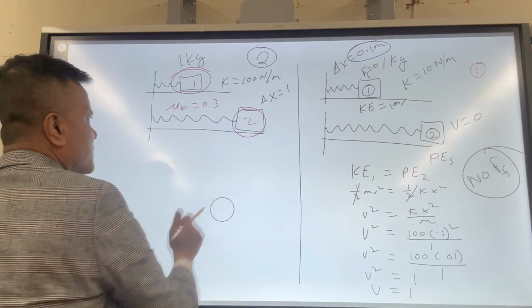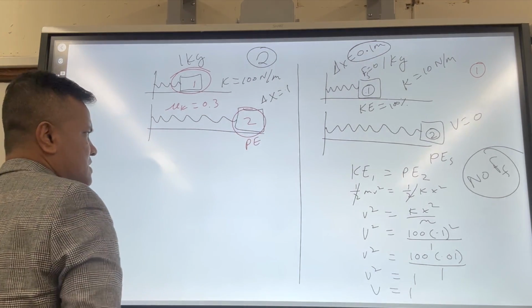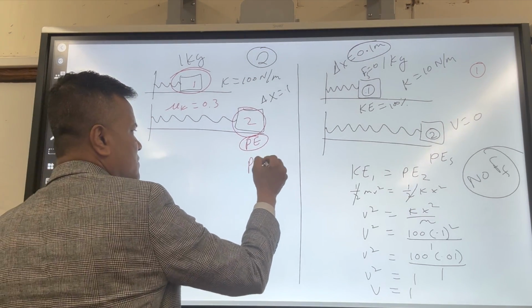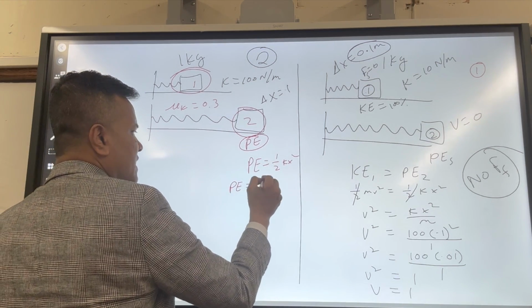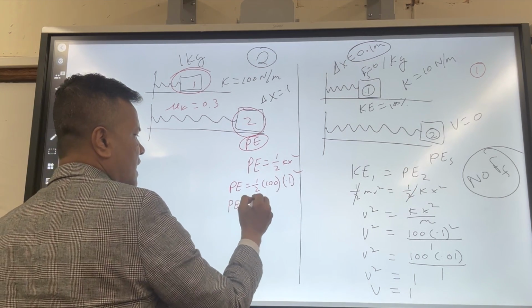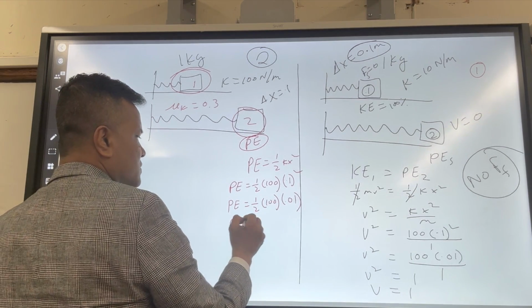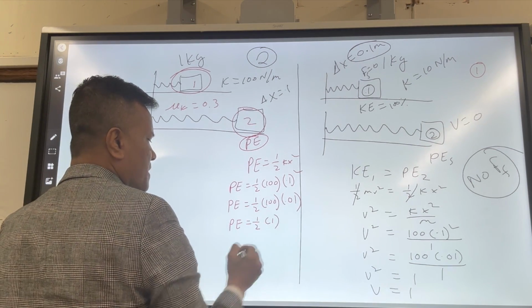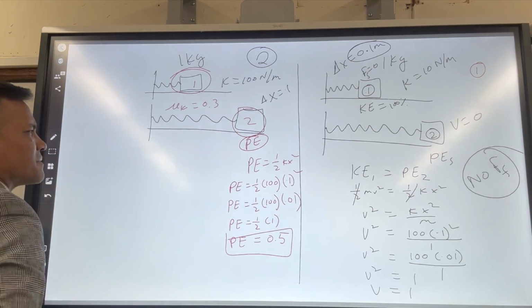Now, what are you going to do first? You're going to first find the potential energy, since you have 100% potential energy here. PE is equal to half kx squared, so PE is equal to half, k is 100, and x is 0.1 squared. So PE is equal to half times 100 times 0.01. Half of 1, so PE is equal to 0.5. Great.